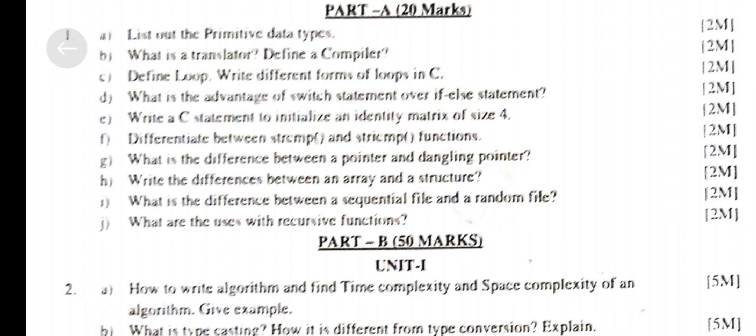List out the primitive data types. What is a translator? Define a compiler. Define loop. Write different forms of a loop in C. What are the advantages of switch statement over if else statement? Write a C statement to initialize an identity matrix of size 4.